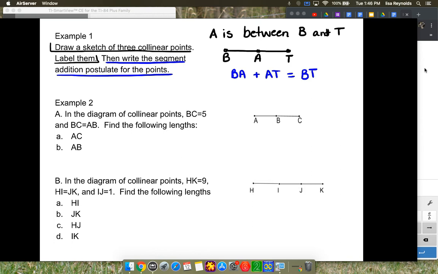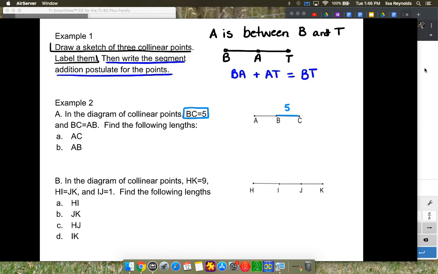In our next set of examples, we're going to calculate lengths of items. So the first thing that we have is we are told that BC is 5. So our segment BC is 5.